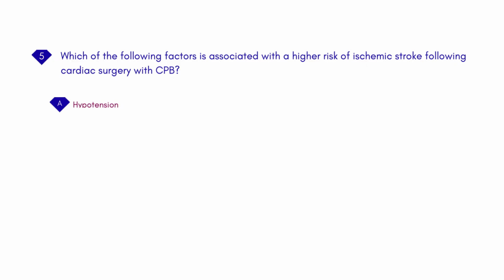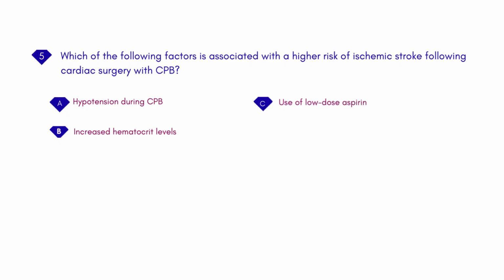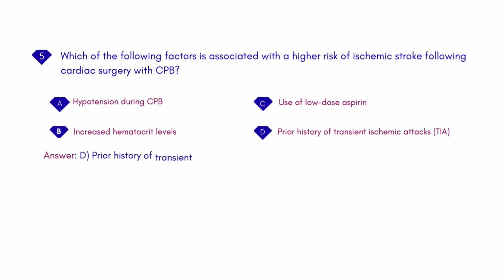Which of the following factors is associated with a higher risk of ischemic stroke following cardiac surgery with CPB? A. Hypotension during CPB. B. Increased hematocrit levels. C. Use of low-dose aspirin. D. Prior history of transient ischemic attacks, TIA. Answer: D. Prior history of transient ischemic attacks, TIA.